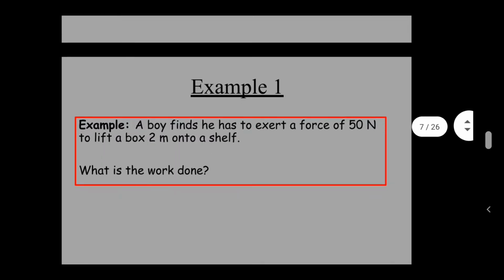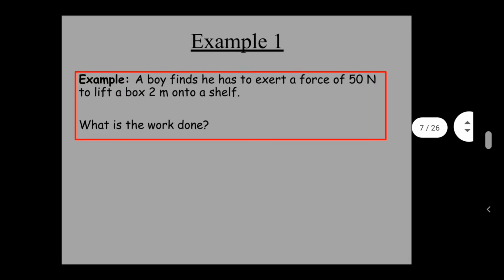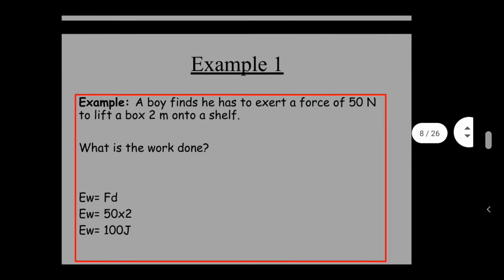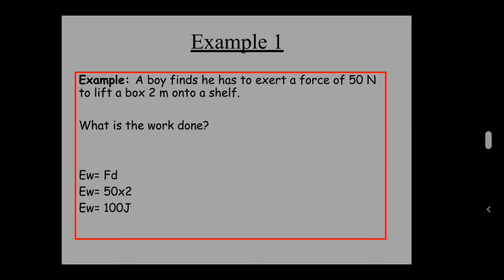And a wee example: a boy finds he has to exert a force of 50 newtons to lift a box 2 meters onto a shelf. What is the work done? Well, we just do EW equals FD. Force times distance, which is 50 times 2, gives us 100 joules. Not very tricky, not very difficult.